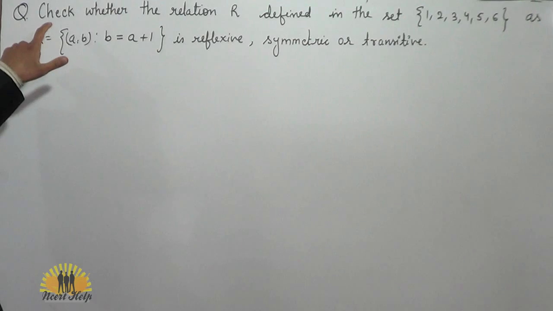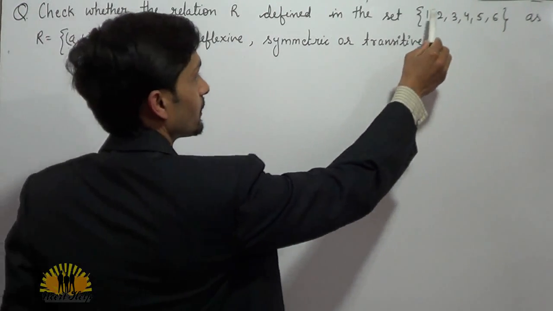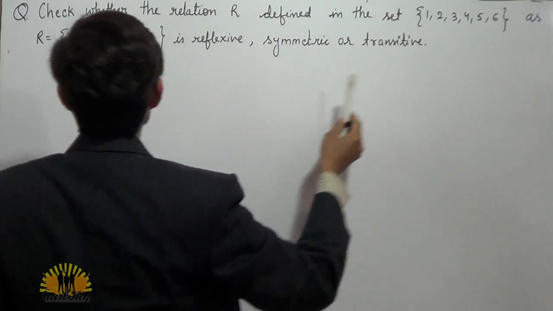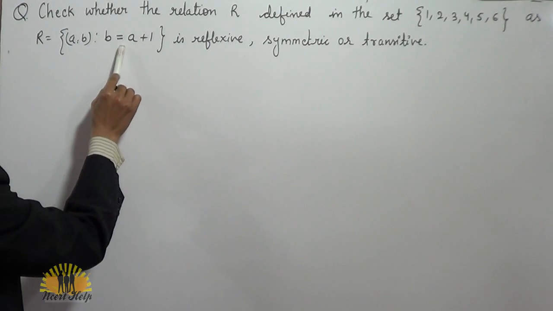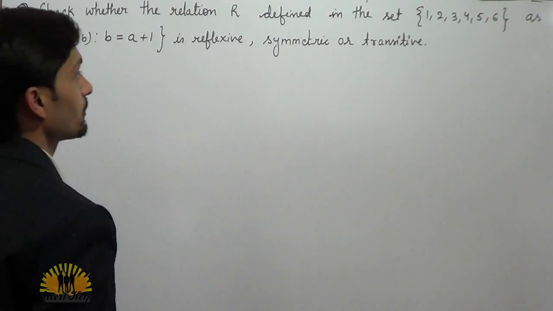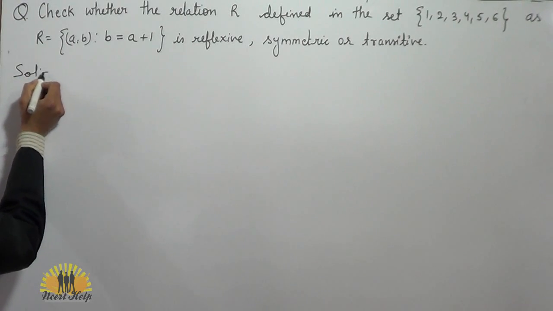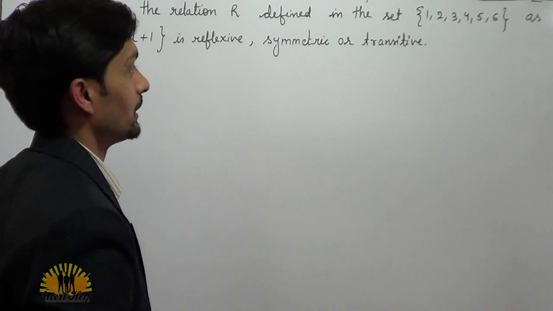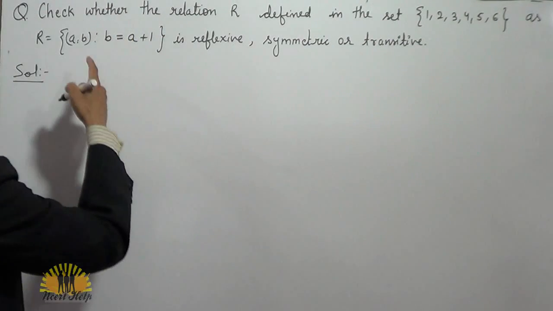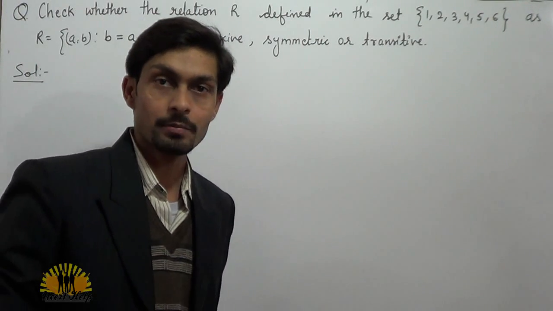Here in this question, we have to check whether the relation R defined in the set 1 up to 6, where R is defined as the ordered pairs (A, B) such that B is equal to A plus 1, is reflexive, symmetric or transitive. R is defined in the set which contains positive integers 1 to 6, and it will contain ordered pairs (A, B) where B is equal to A plus 1.